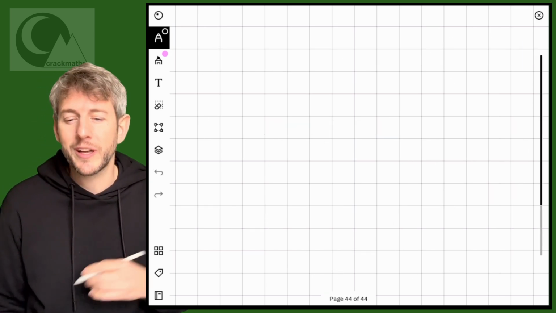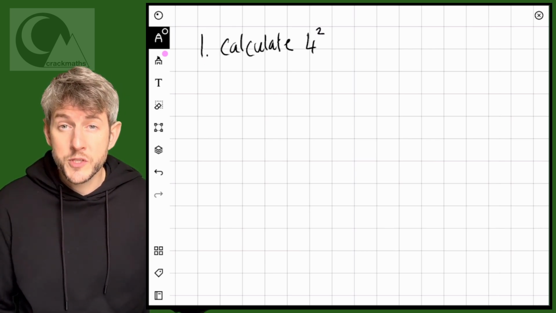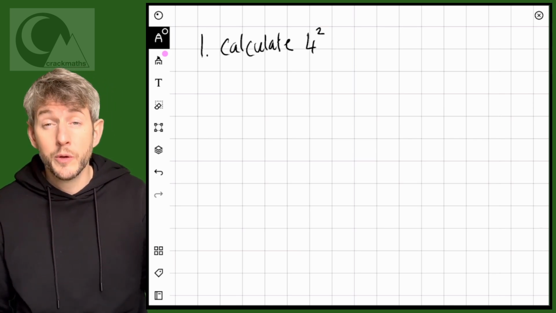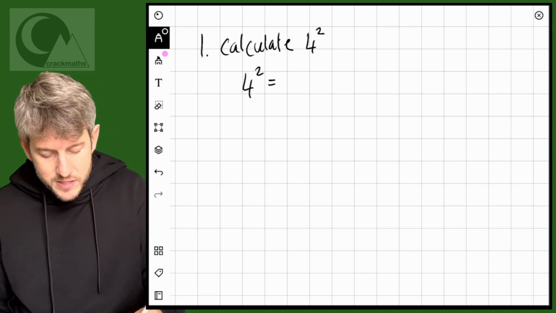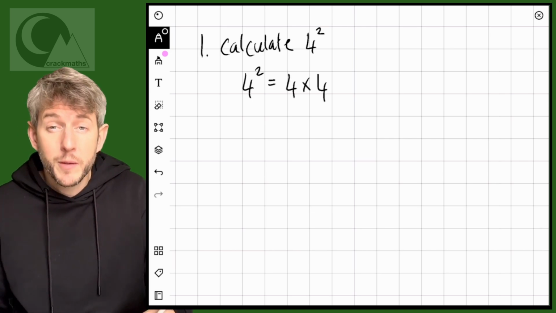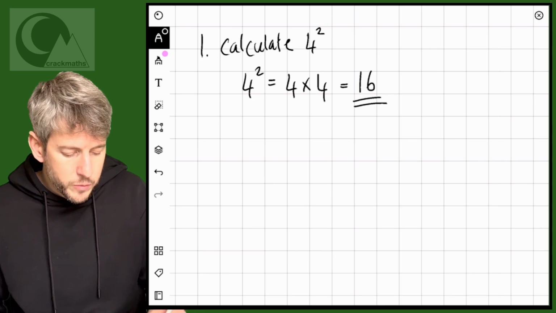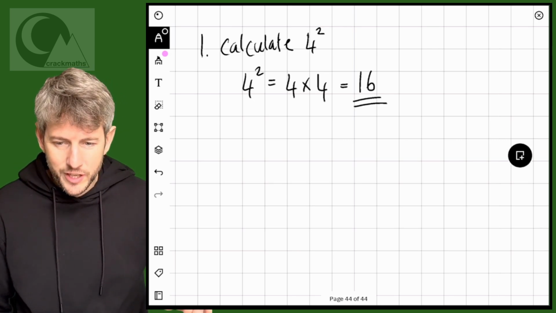So let's have a look at question 1. And question 1 says, calculate 4 squared. So what we've got to do is remember that 4 squared is equal to 4 times 4. Okay, so that's what the power of 2 means. So 4 to the power of 2 means we multiply the 4 by itself twice. And that will equal 16.